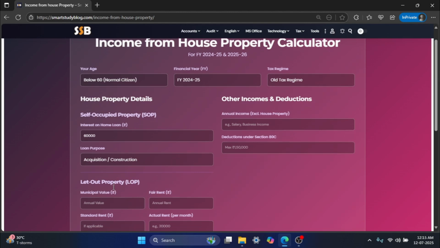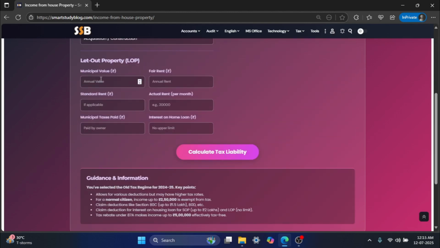Got it. Okay. And what if you rent your property out? The let-out section looks like it needs more info. What's it asking for with municipal value, fair rent, standard rent? Right. For a let-out property, those inputs are key to figuring out your gross annual value, basically the potential rent. Municipal value is the council's valuation. Fair rent is what similar places nearby rent for. And standard rent is sometimes set by rent control laws, kind of an upper limit. You also put in your actual monthly rent and any municipal taxes you paid.